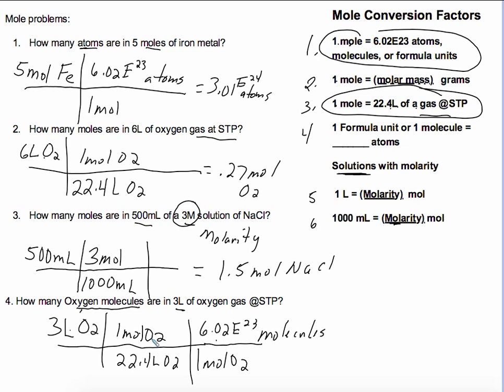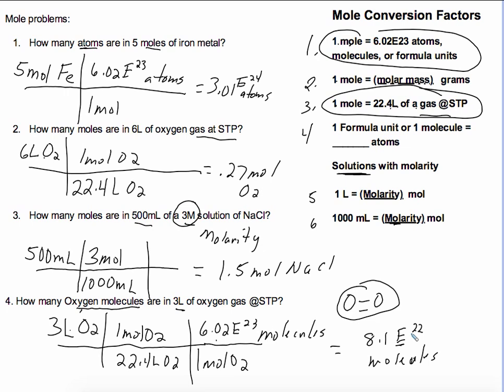The 6.02 e to the 23rd can either go with an atom, molecule, or formula unit. It depends what you're given. O2 is not an atom. It's 2 atoms hooked together, and it makes what's called a molecule. So that's why we would call O2 a molecule, because it's not just a single atom. All right, then you would do the math, and you would get 8.1 e to the 22nd molecules.